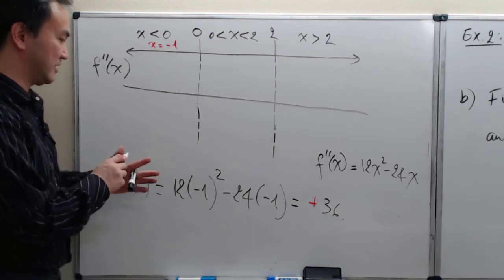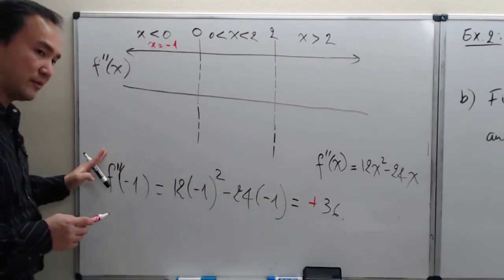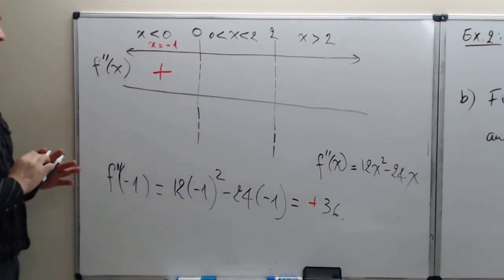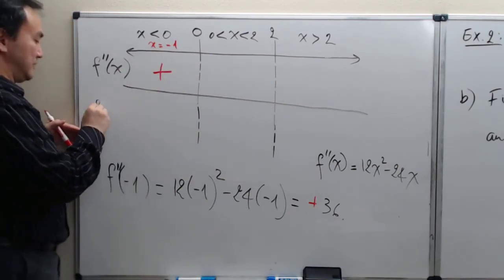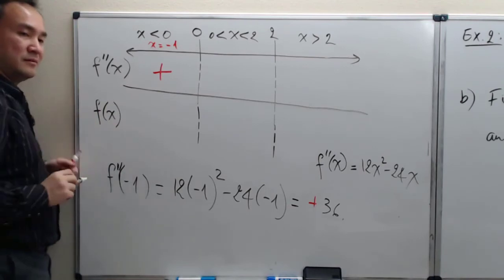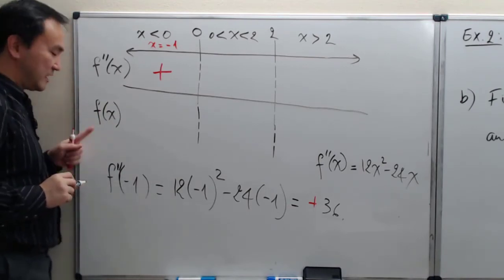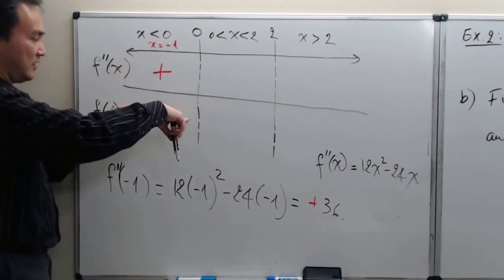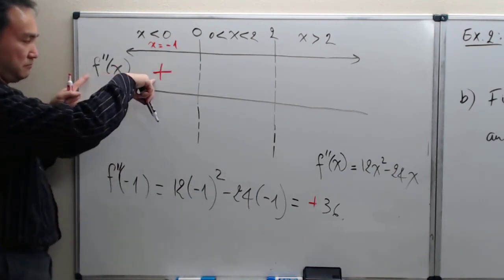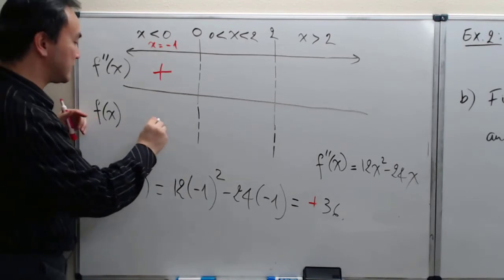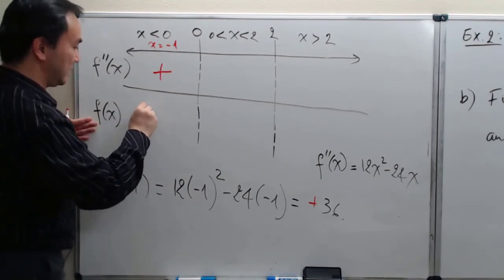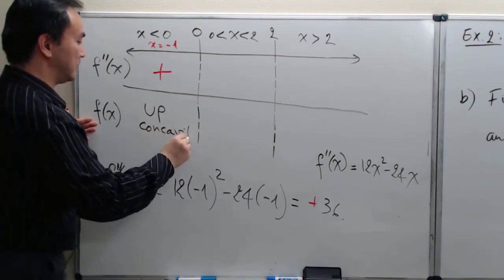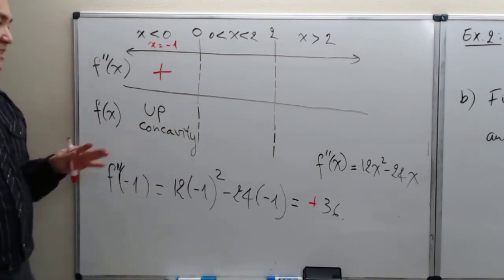What it means now is that the sign of our second derivative, of our double derivative, is positive in this interval over here. So now the bottom row is the row to show the conclusion regarding the behavior of our actual original function. And so in this interval, our second derivative is carrying a positive sign. That means our function has to have upward concavity. Okay, so that's one interval.